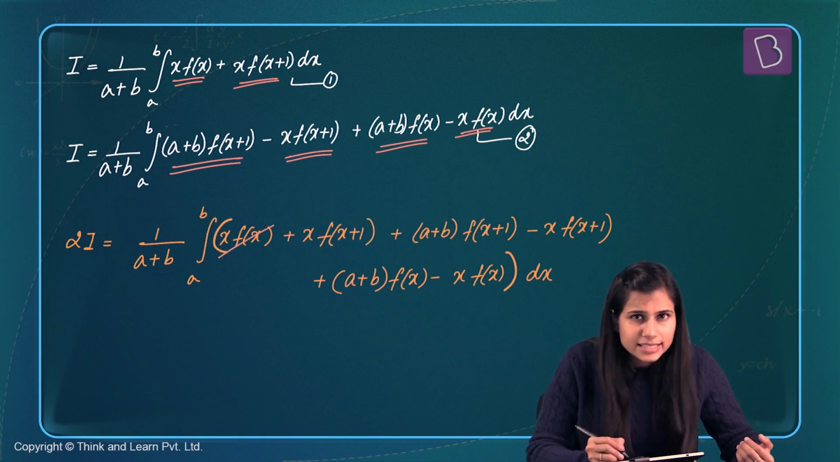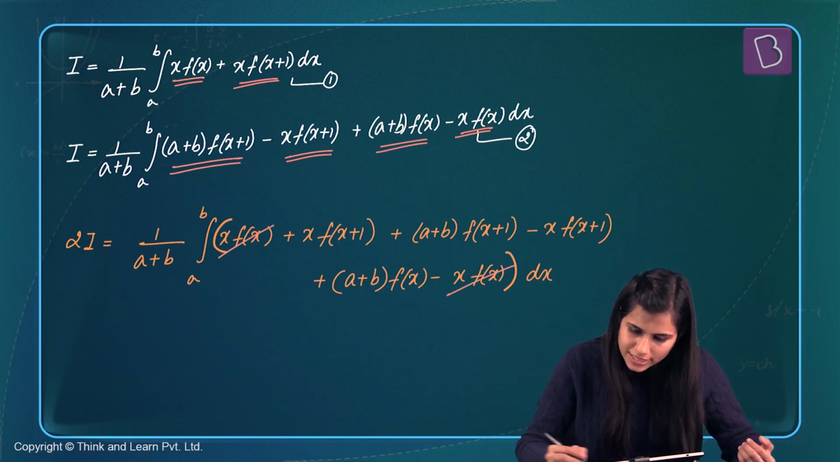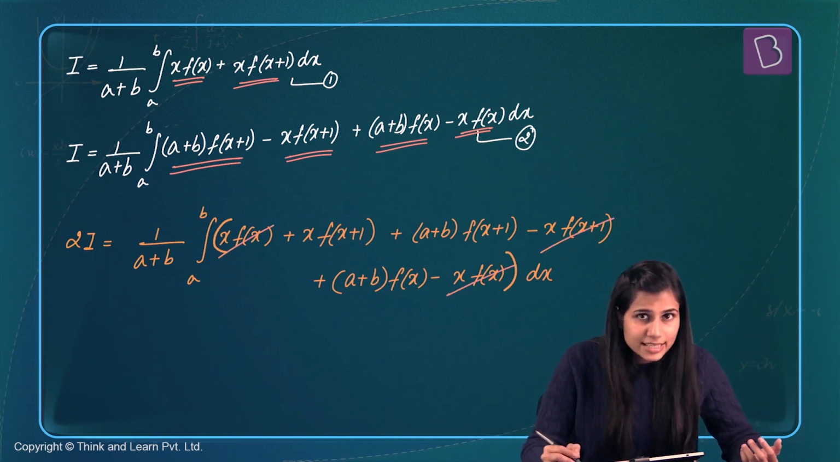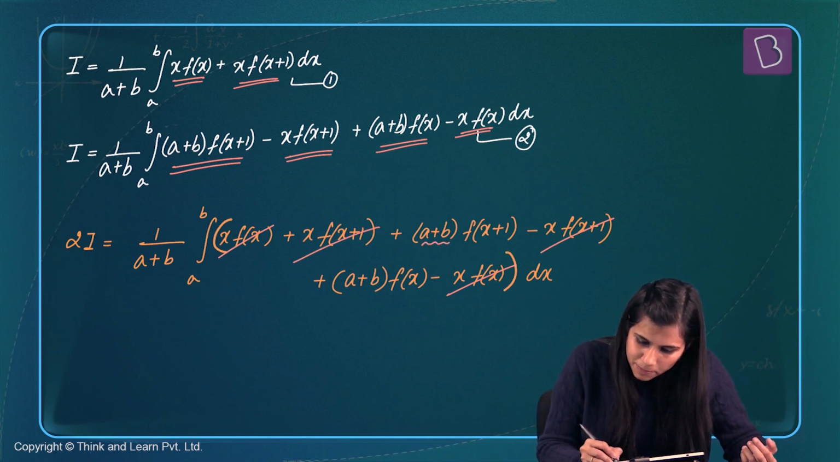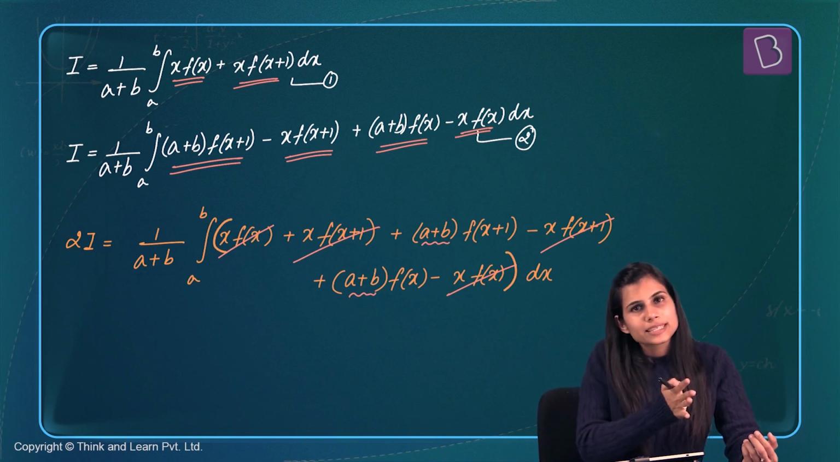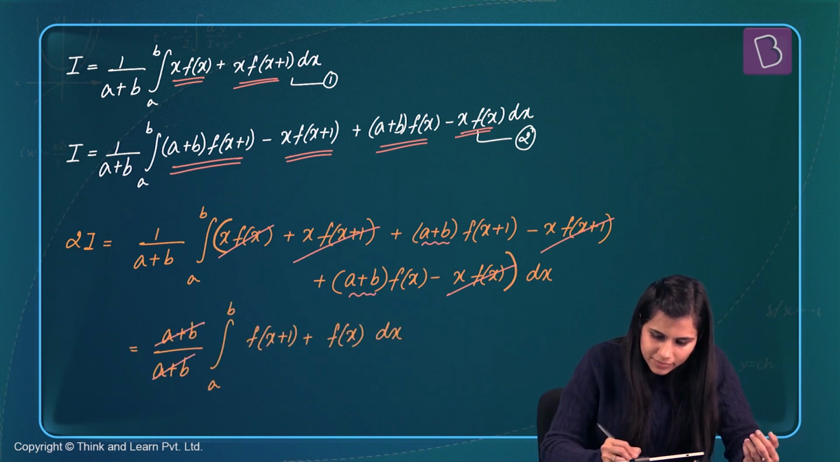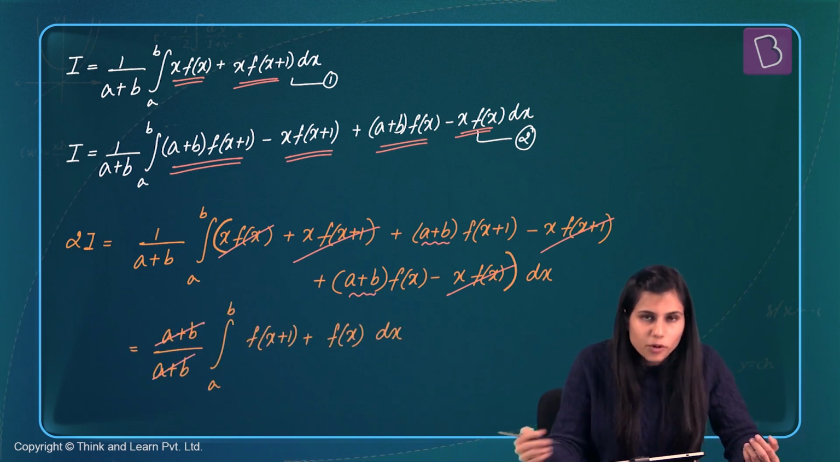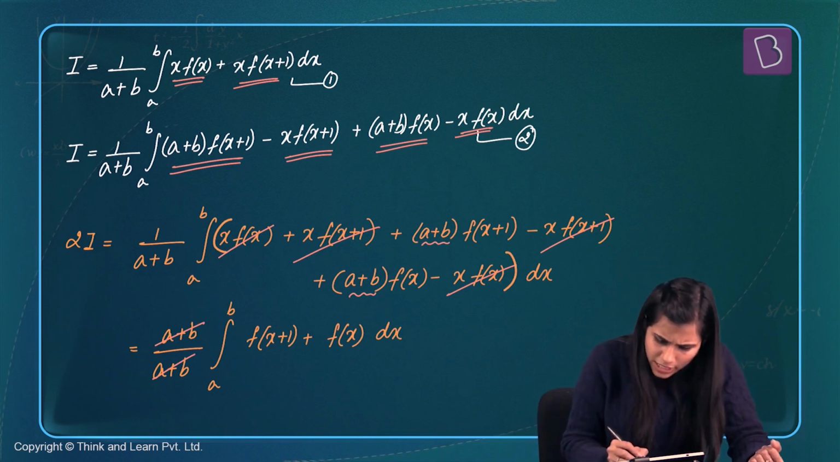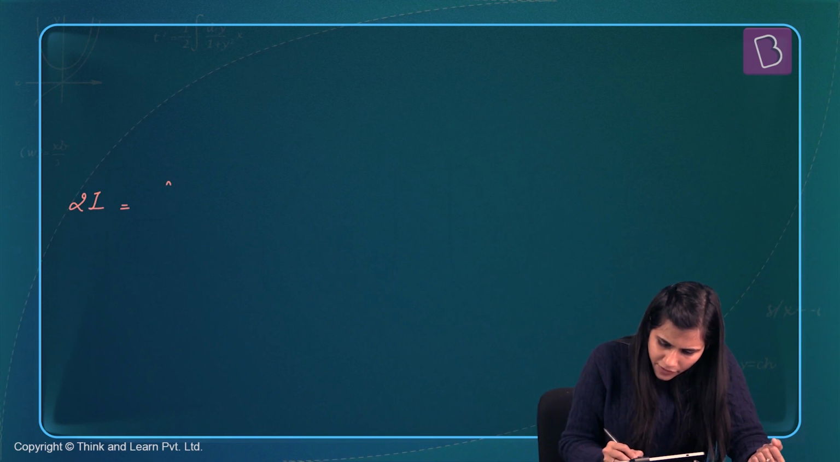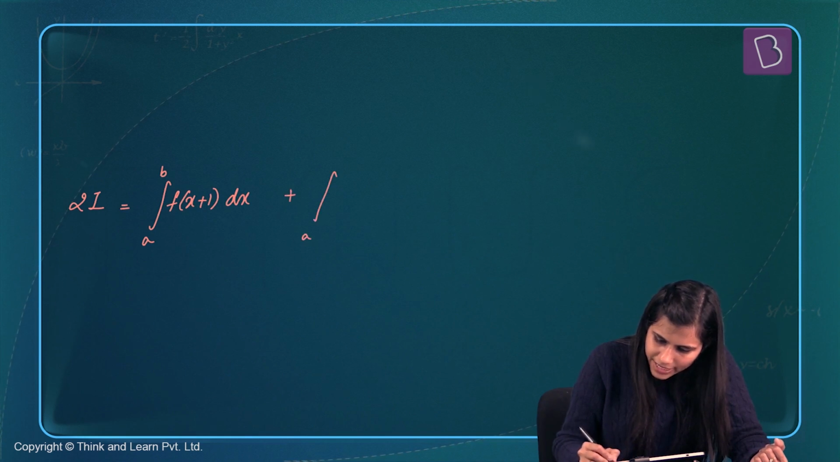This is your plus x f of x. This is minus x f of x. This is your minus x f of x plus 1. This is plus x f of x plus 1. You can see this a plus b is common. It will be extracted out of the integral sign. This gets cancelled and you're left with integral from a to b, f of x plus 1 plus f of x dx. So now, if I write this as integral a to b f of x plus 1 dx, plus integral a to b f of x dx.